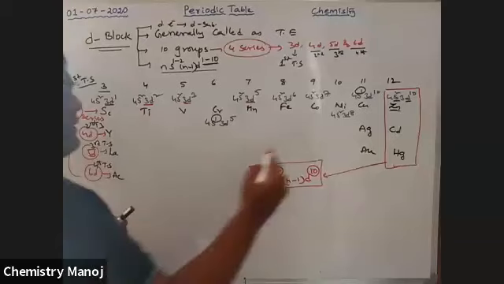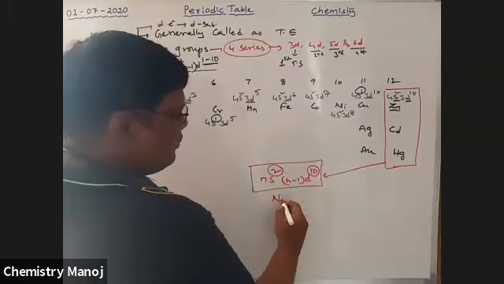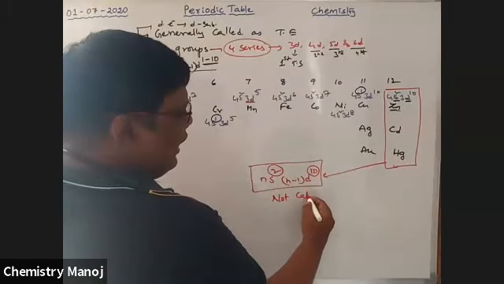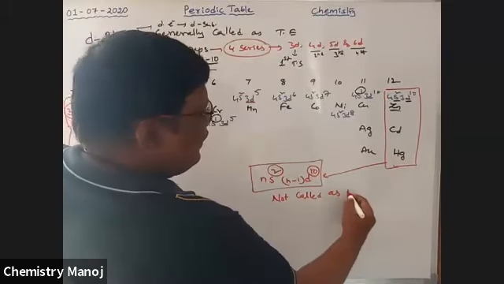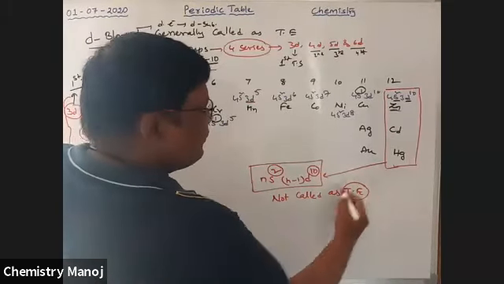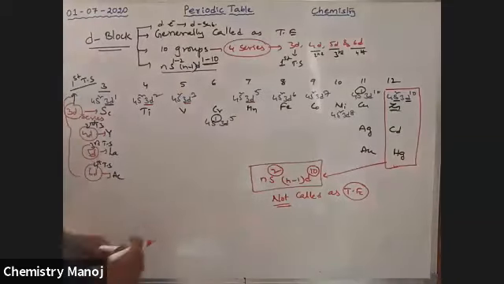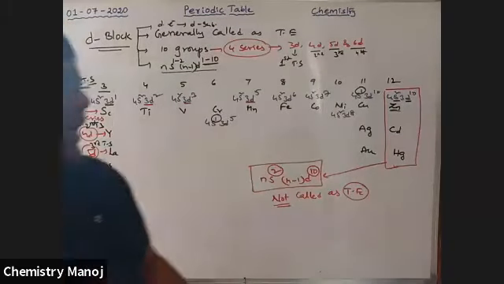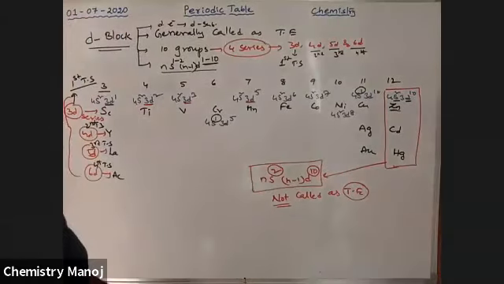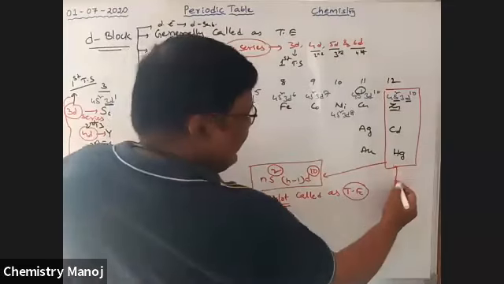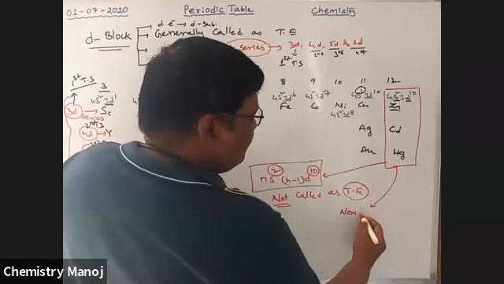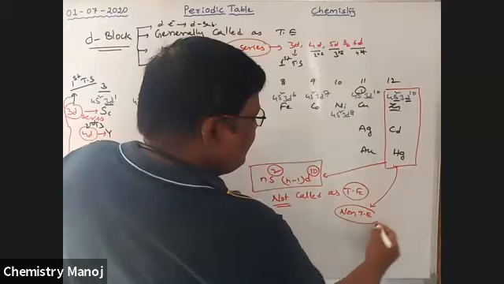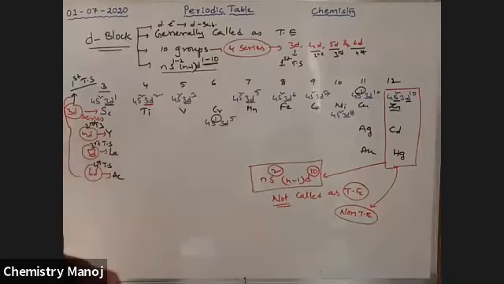So these elements are not called transition elements. Very, very important, my dear boys. These are not called transition elements. These are called non-transition elements. Zinc, cadmium, mercury, these elements are called non-transition elements. Why, sir? Why non-transition elements?